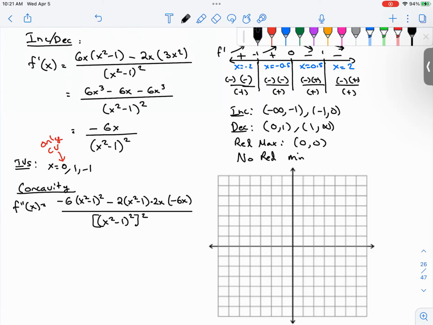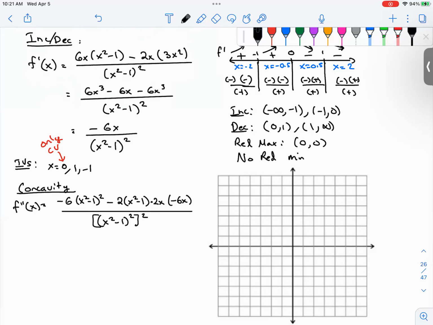And I would like to skip the algebra, but I think it's important to go over this one just because we haven't done that too often. So you're going to get, oh, here's the trick. Here's a trick to help you simplify it faster.